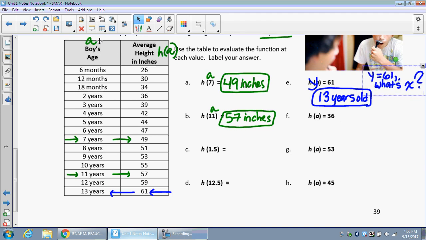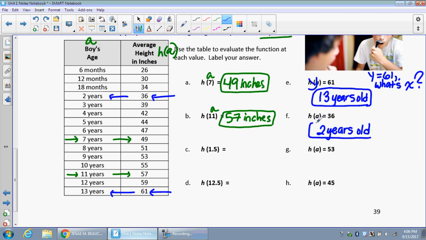Try h of a equals 36. So we're saying the height is 36 inches. I'm hoping we've gone over here and we're like, ooh, okay, there's 36 on the output h of a side. Means that the boy is 2 years old. The other 4 I will leave for you to try if you would like, but this is it. This is all that we do with our tables. So it's really about just understanding, are we being given an input or an output, and how to use the table correctly.